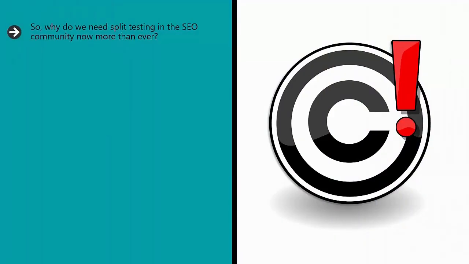So, why do we need split testing in the SEO community now more than ever? The simple answer is that SEO is more complex than it has ever been, and we have even less idea of how it works. For a moment, let me talk about another tangentially related example. YouTube's copyright algorithm. You see, over on YouTube, there's an algorithm designed to ensure that users don't upload copyrighted content. This prevents YouTube from getting into legal trouble and protects the intellectual property of music labels and movie studios.